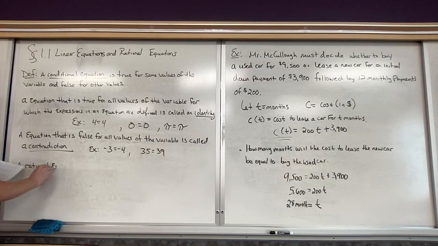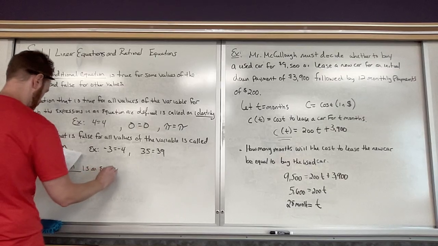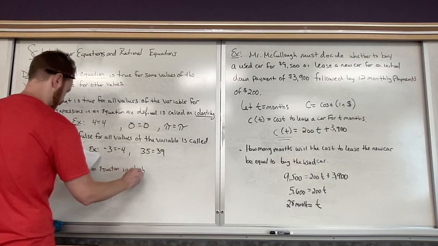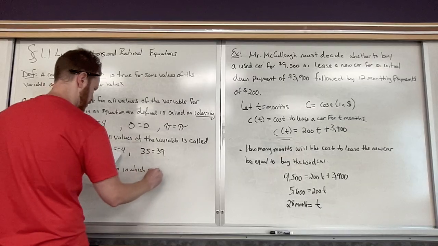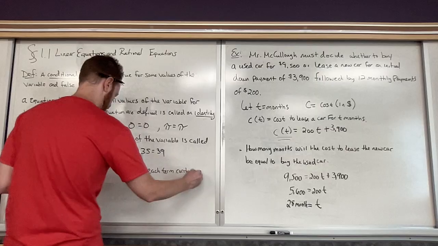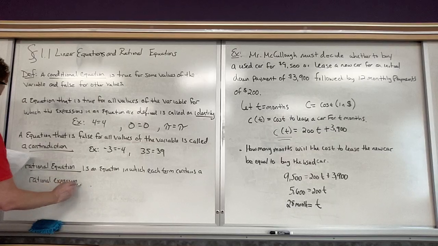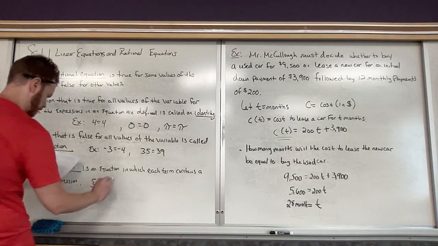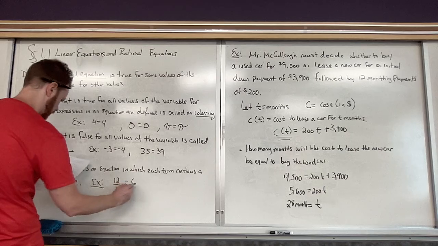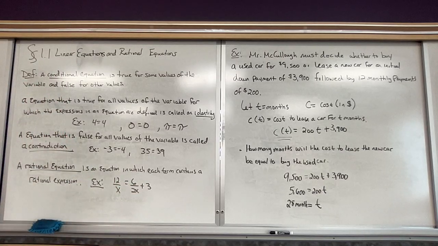Okay, last little definition. A rational equation is an equation in which each term contains a rational expression. So a good example of this would be something like 12 over x equals 6 over 2x plus 3. So that has rational terms in it.